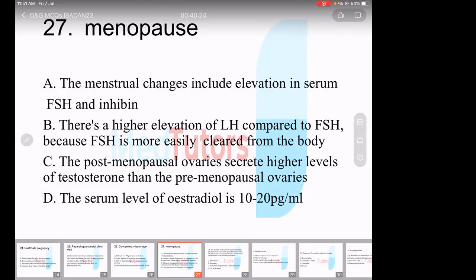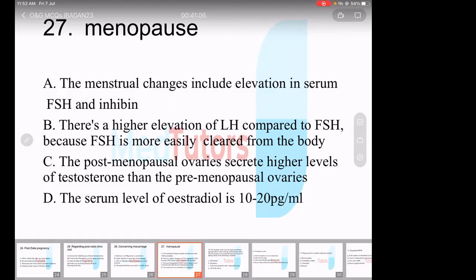So, of course, here too, the same logic applies for all the questions. You have to analyze. We know that menstrual changes include elevation in serum FSH and inhibin. There is an increase in serum level of FSH, but inhibin level declines in menopause. So A is incorrect because inhibin decreases, not increases. It does not elevate. It's only FSH that elevates.